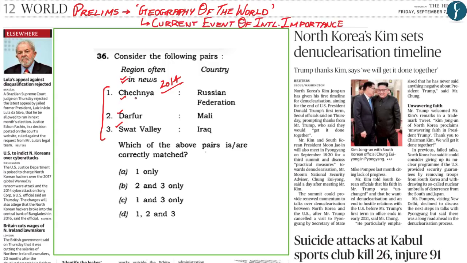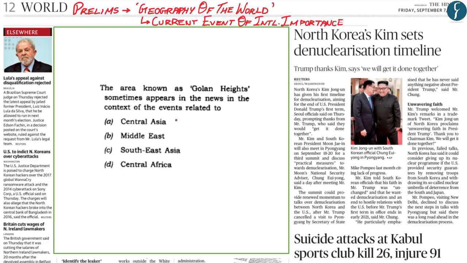Wherein Chechnya was in the news because of the conflict between Russia and the Chechen rebels, Darfur was in the news because of the Darfur humanitarian crisis, and similarly Swat Valley in Pakistan was in the news because of the fight between Pakistan and the Taliban group. Wherein this question was asked in the prelims of 2015 as to what is the location of Golan Heights, where it is located in the Middle East between the border of Israel and Syria.